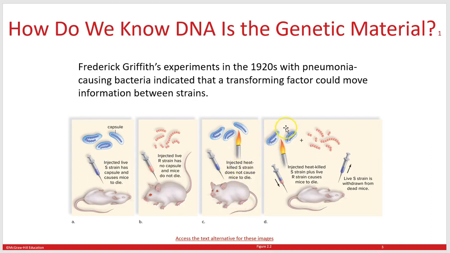But the heat-killed S strain didn't kill mice, and the rough strain didn't kill mice. If you injected these two things together into the mouse, it would still die. And if you took a blood sample, you would find living S strains, which means that the rough strain picked up the instructions for how to build the capsule from these bacteria and could cause the disease.